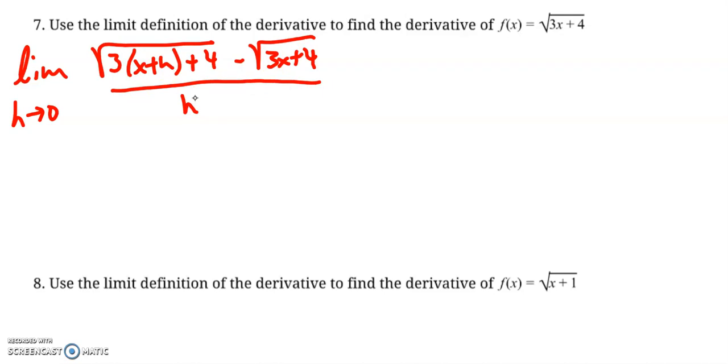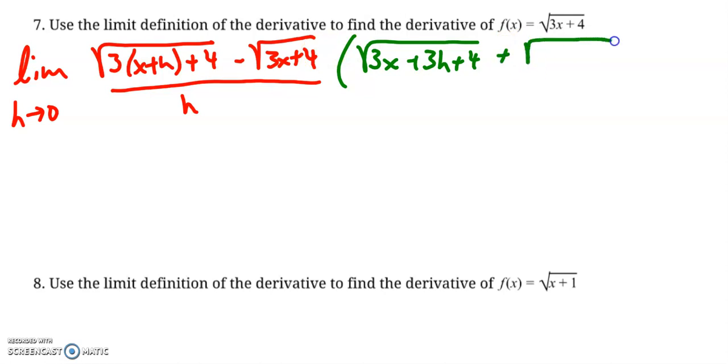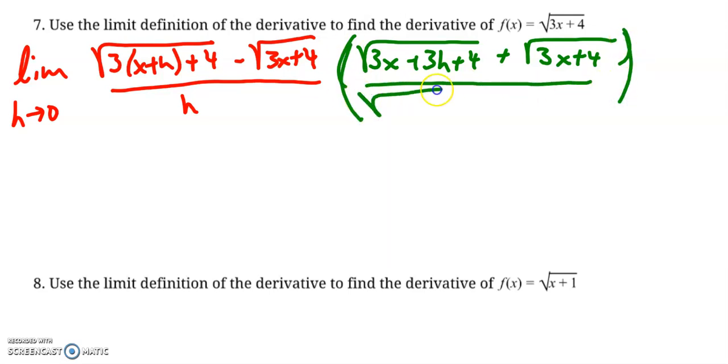Okay, now hopefully this looks familiar to you. There is nothing we can do here. Yes, I know I can distribute through this 3, but that doesn't mean I can now simplify in any way, shape, or form. So we're going to do multiplying by the conjugate. So I'm going to multiply by the numerator, except I'm going to change the sign in the middle and put it as an addition. And we're going to multiply the top and bottom by the exact same thing, multiplying by the conjugate.